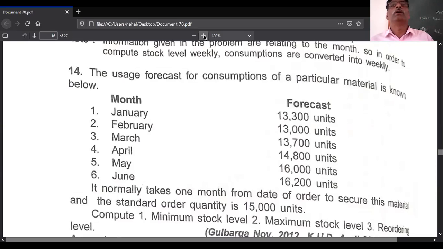If you place an order today, you will get the material on an average after 1 month. That is called the average delivery period. Average it takes 1 month, which means the average delivery period is 1.